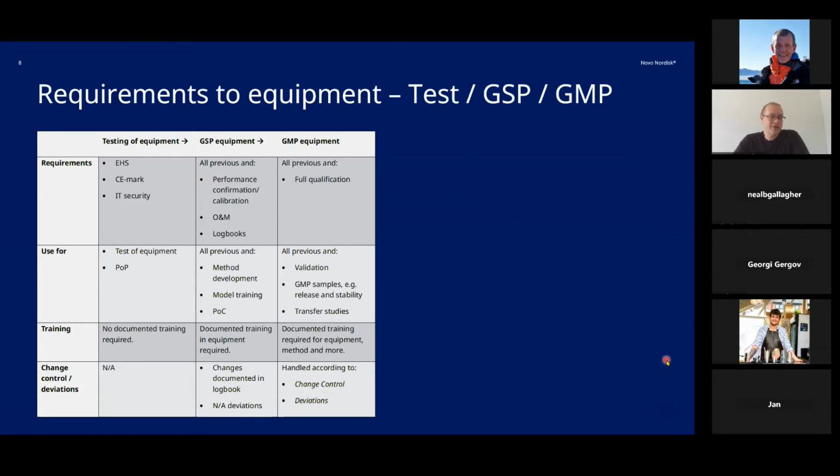If the instrument, for instance, has lasers, we would like to review whether you can get blinded if you open the wrong port on the instrument. So basic requirements to safety and operation of that. IT security has to be handled. As I said, if we have a vendor PC that is uncontrolled, it will not be allowed on the Novo Nordisk network. And we can use that for test of equipment and proof of principle. And we don't have a lot of requirements for documented training and so on.